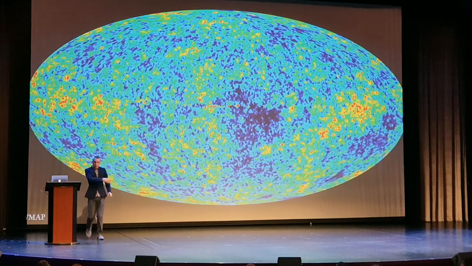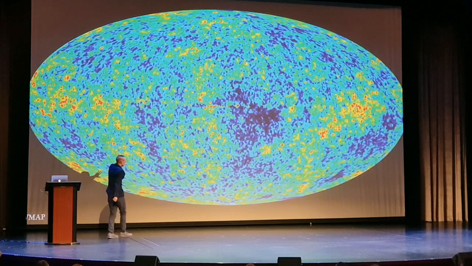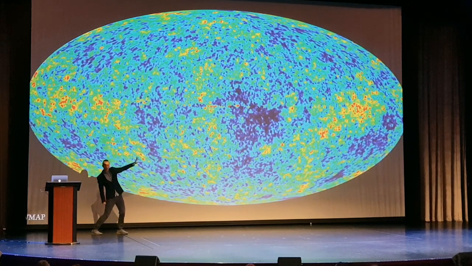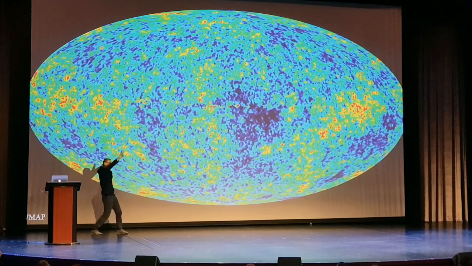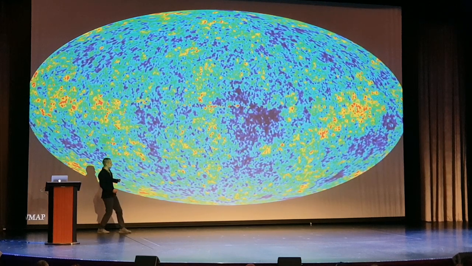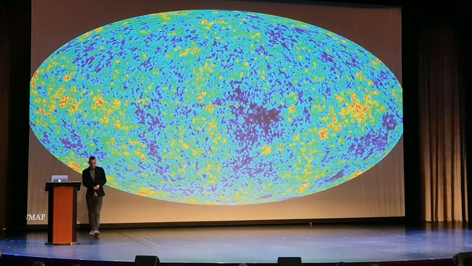Just by show of hands, has anybody seen a picture like this before? A couple of people, not everybody, yeah. So let's just recap. It's a picture of the whole night sky. It kind of looks like maybe a piece of abstract art, but it's just a picture of the whole night sky, taken with microwave light instead of visible light. And just like a thermal camera, these red patches are a little bit hotter, and the blue patches are a little bit colder.